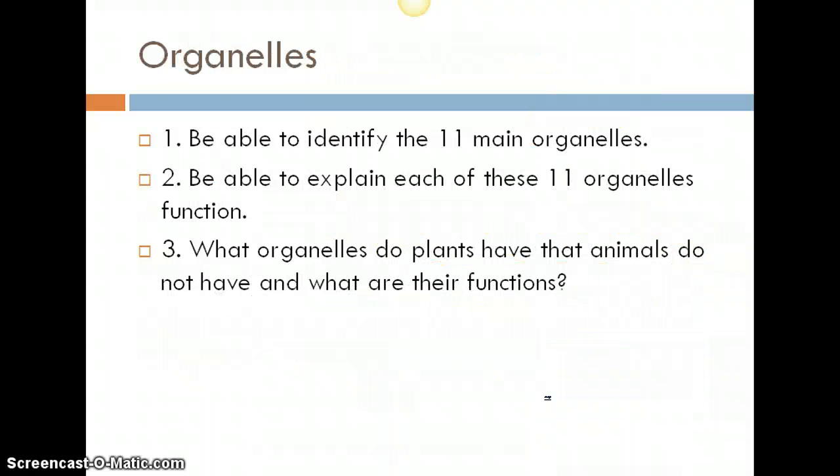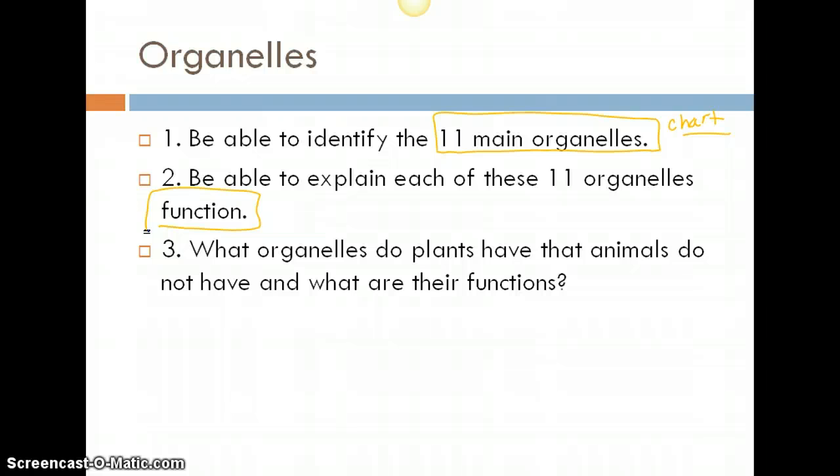Okay, organelles. Be able to identify the 11 main organelles. Again, go back to your chart for that. I'm not going to go over every one of them here. Be able to explain each of these 11 organelles' functions. Again, go back to the chart for that. Everybody should have that done. And if you need to review that, you can go back to the video on that.